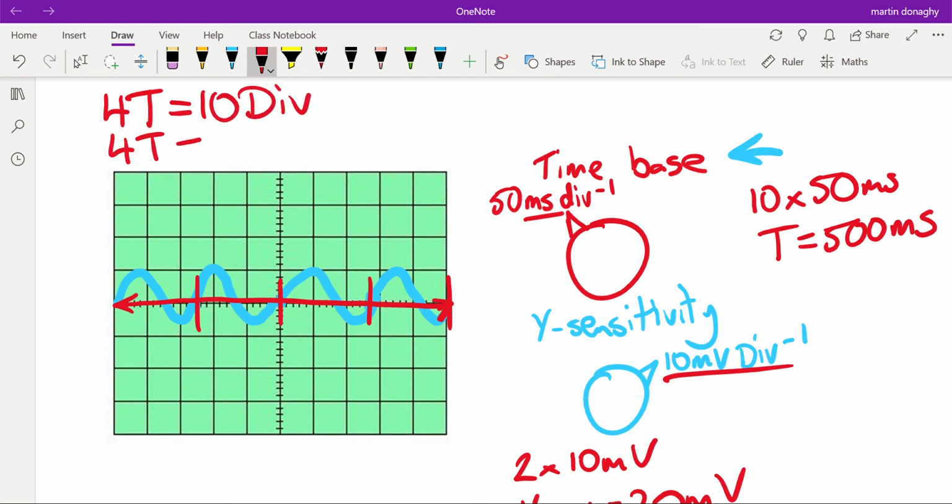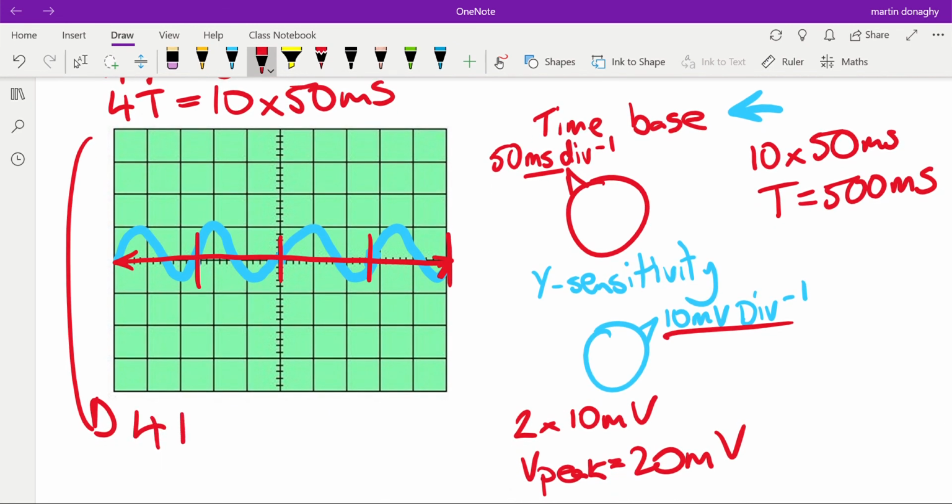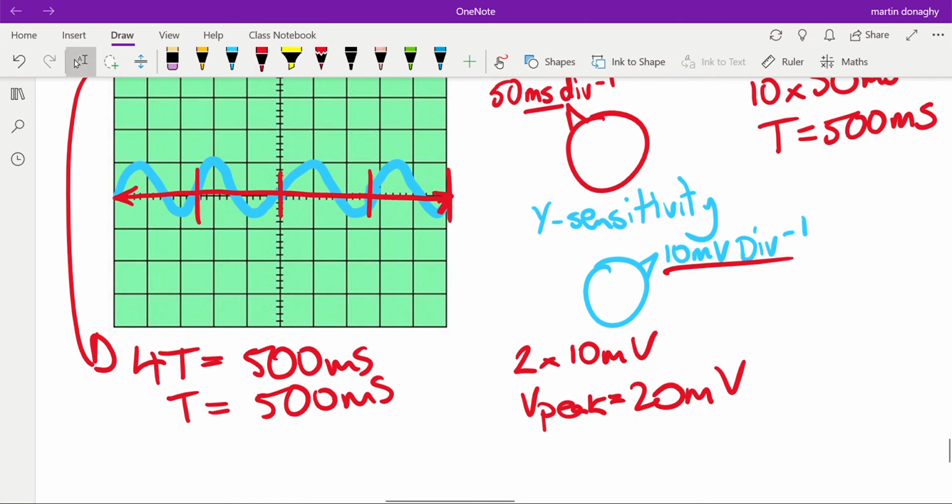But that means that our 10 divisions, because of our time-base setting, which is 50 milliseconds, means that 4 time periods is equal to 500 milliseconds. Therefore, the time period for one wave would be 500 milliseconds divided by 4, which is 125 milliseconds. Okay. Try the example that's in your notes, and I'll put a little video at the end of that to go through it.